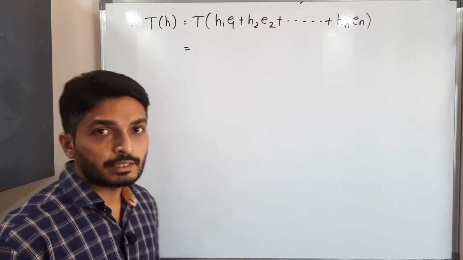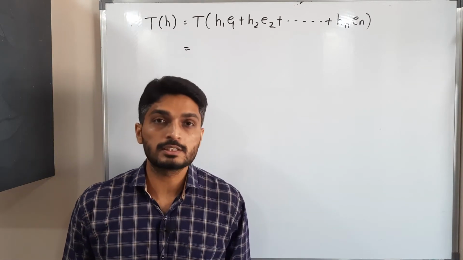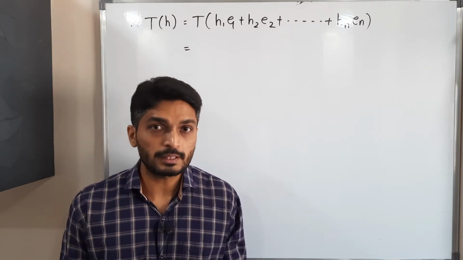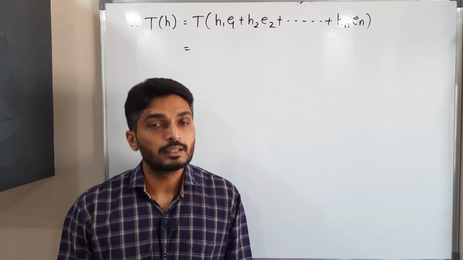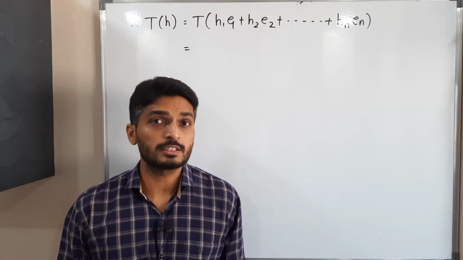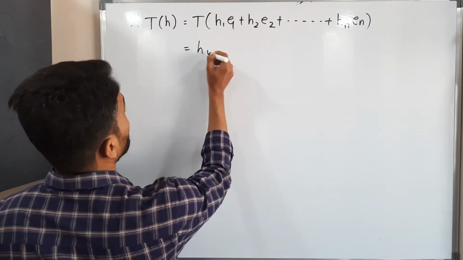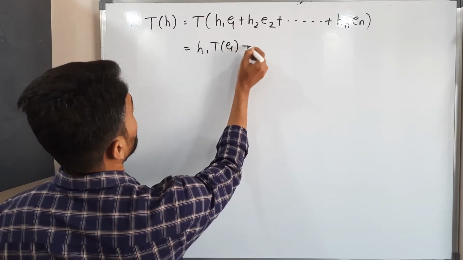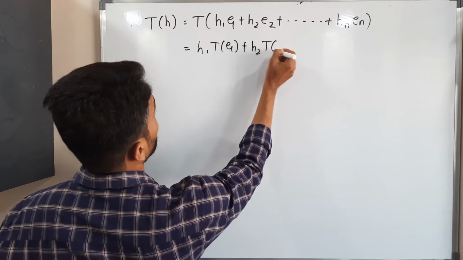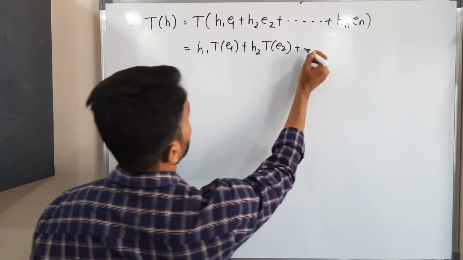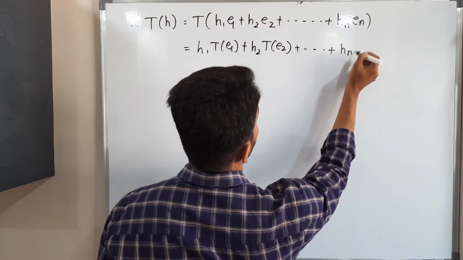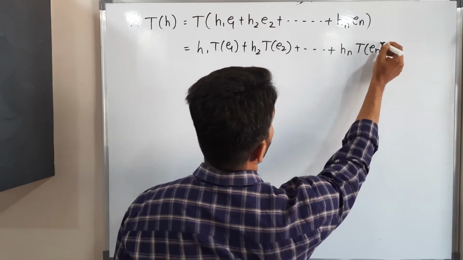You know that in the case of a linear transformation, if addition is there, we can operate T separately, and if there are any constants, we can take them outside. So let us do all these things here. h1 T of e1 plus h2 T of e2 plus, and so on, hn T of en.